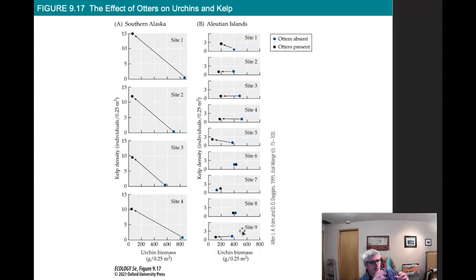You can think of it as alternative stable states, though we're probably too early for that. But once you have an urchin barren, it's hard to go back to a kelp forest. And so even new urchins showing up that are probably smaller, they're enough to keep mowing down the rocks and keep kelp from rebounding in a substantial manner, which is what you see over here. Sometimes a pretty good decline in urchin biomass. You also generally have an overall smaller amount of urchin biomass in the Aleutians compared to southern Alaska, and a much lower kelp rebounding.